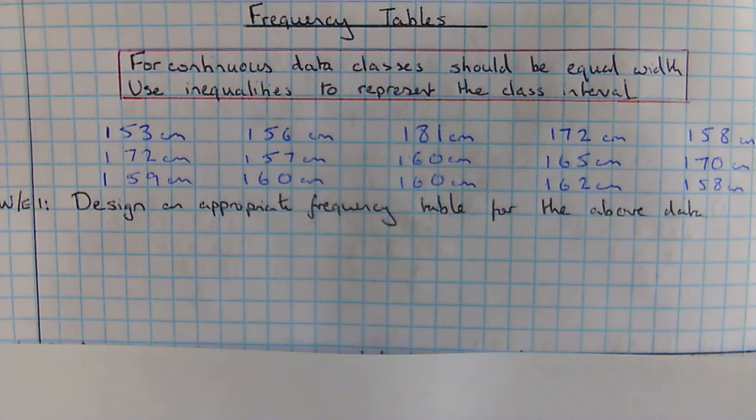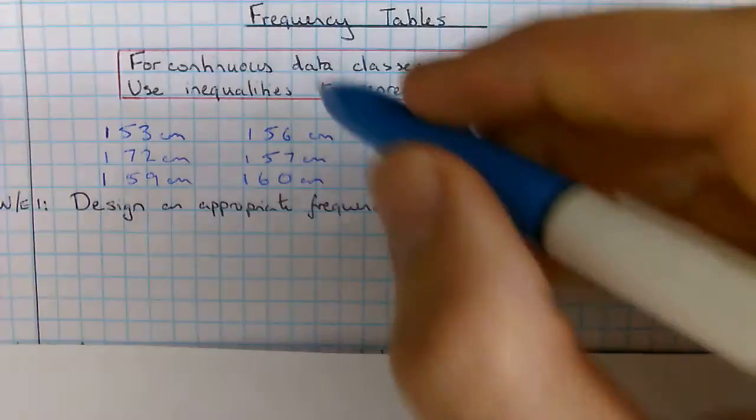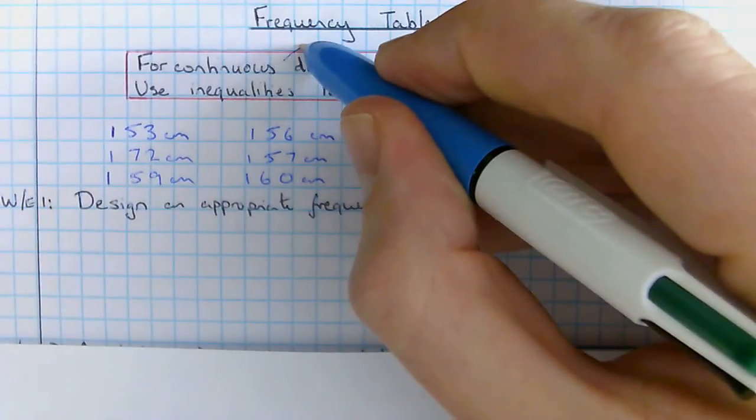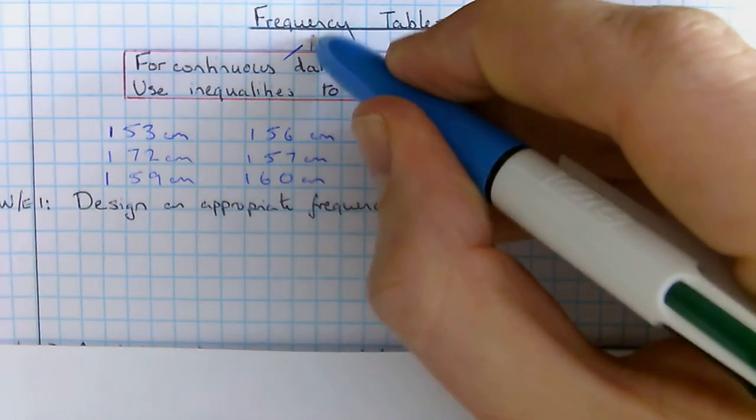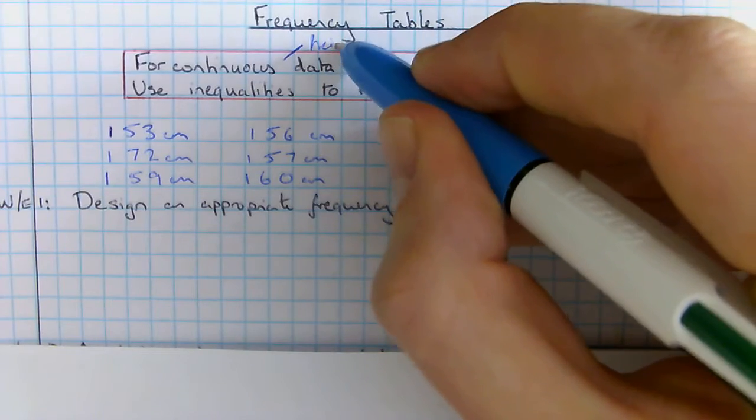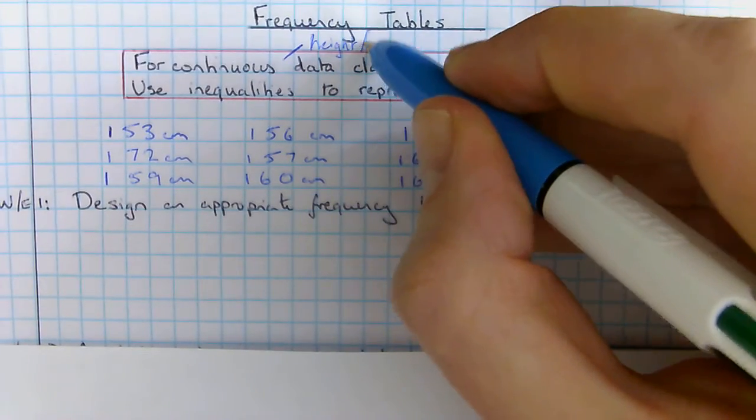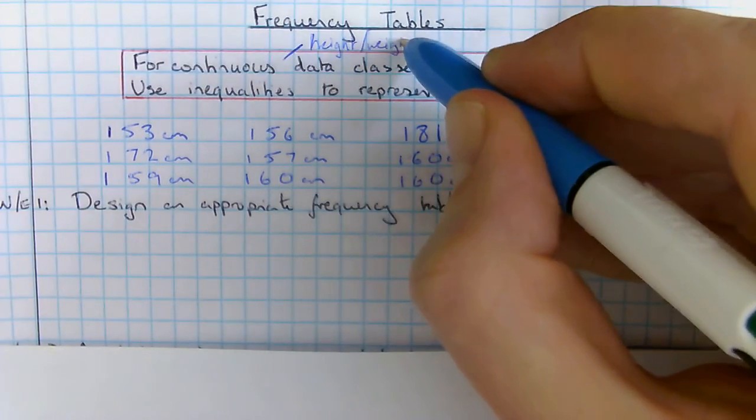Hi, so the first section of this unit on data is about frequency tables, and this is where we're given raw data and we need to group it. And the important things for us to remember are when we're given continuous data, these are things we measure, so things like height and weight. They can be measured against a scale and they're continuous.